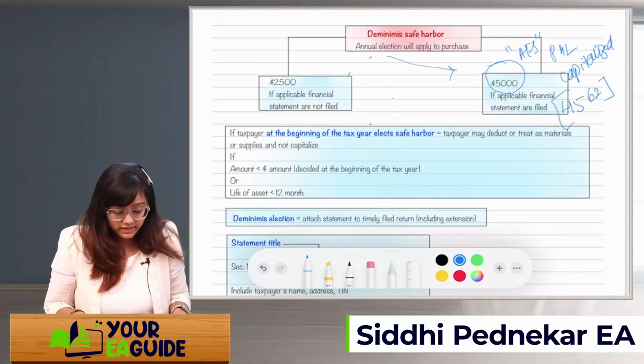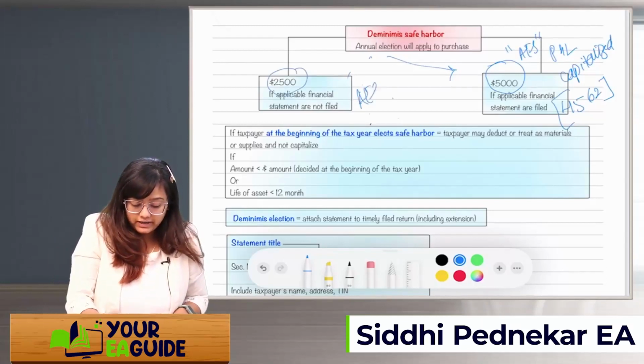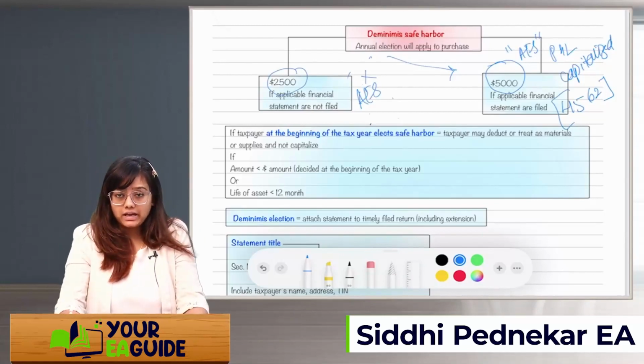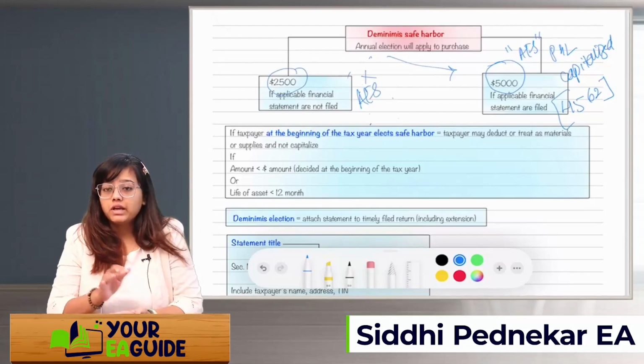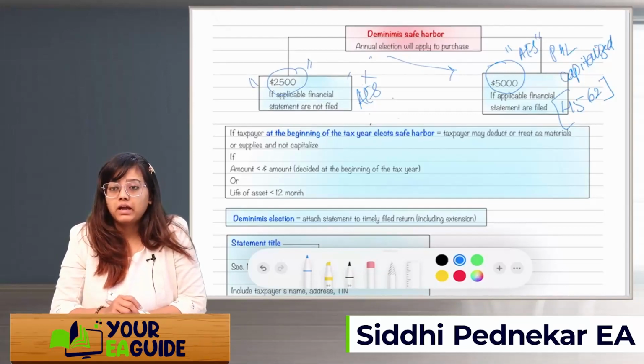All right. Next, $2,500 will be considered if you're not filing the AFS, the annual financial statement, meaning you're not presenting it to the IRS and you have elected out. Then you can take 2,500 as the option. Up to 2,500 you can expense it out. If it is more than 2,500, you capitalize it.